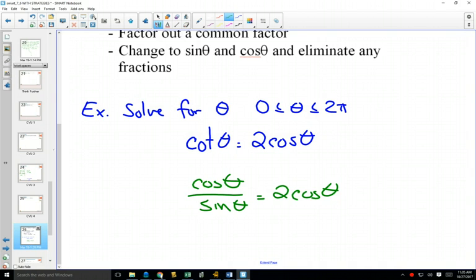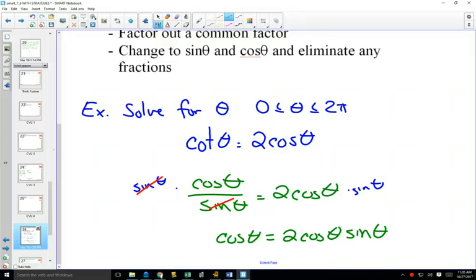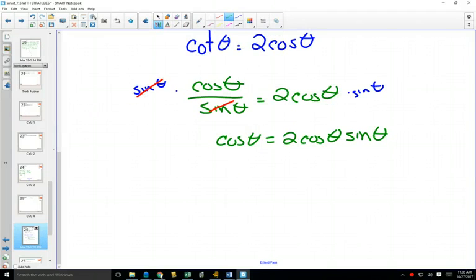How would I get rid of dividing by sine theta? Multiply by sine theta. So if I multiply this side by sine theta and this side by sine theta, well, these sine thetas here would simplify, and my equation would just become cos of theta equals 2 cos of theta sine of theta. We still don't have only one trig function.